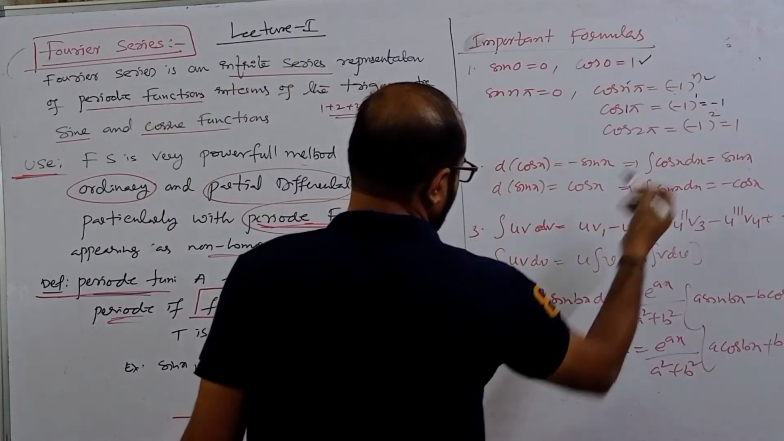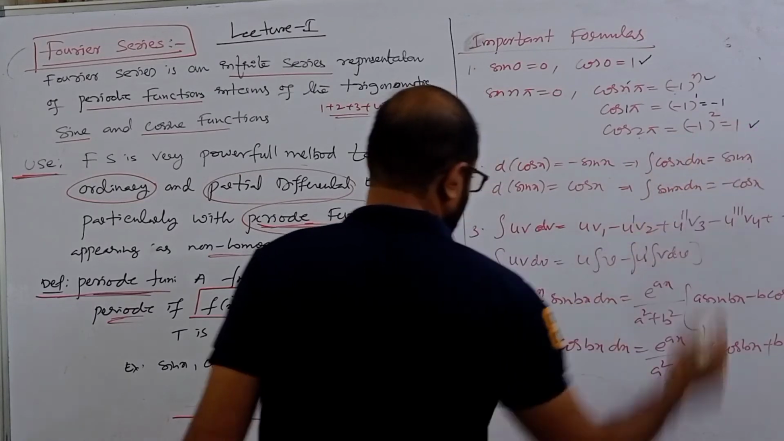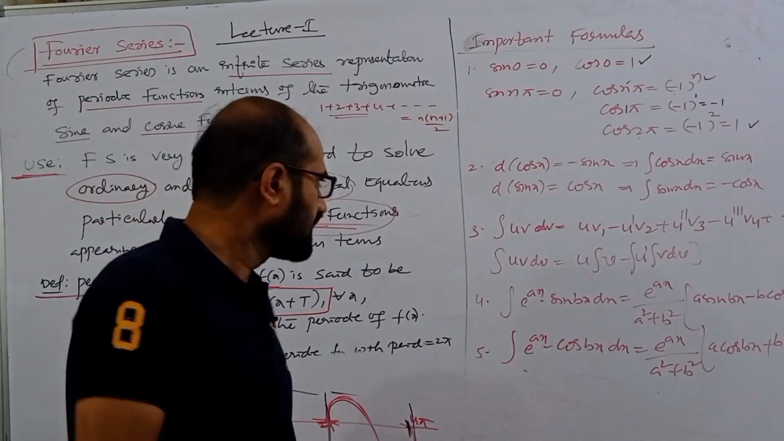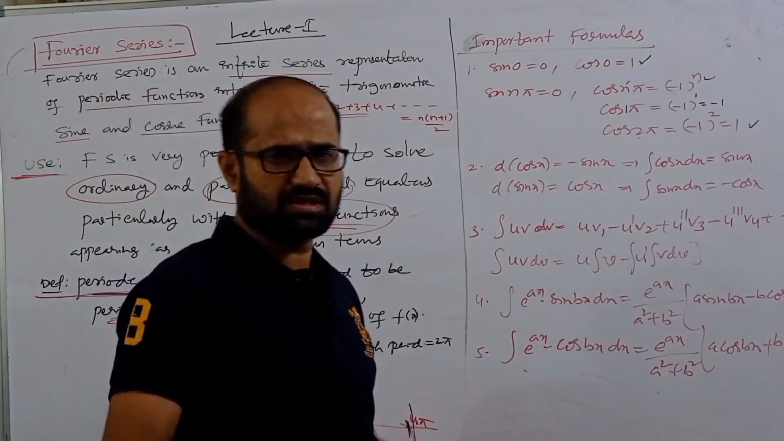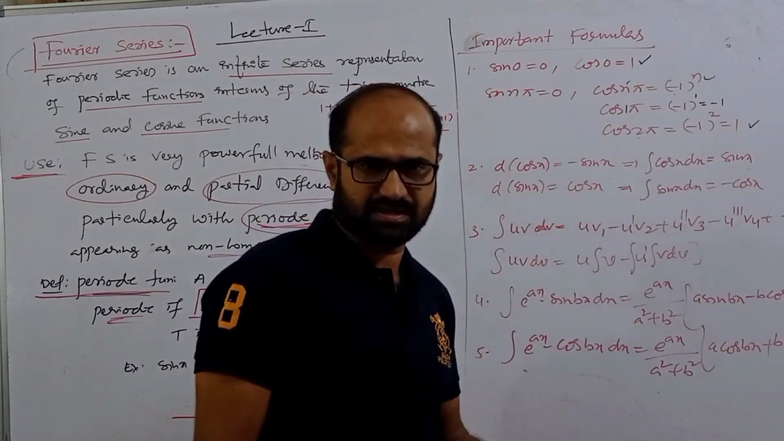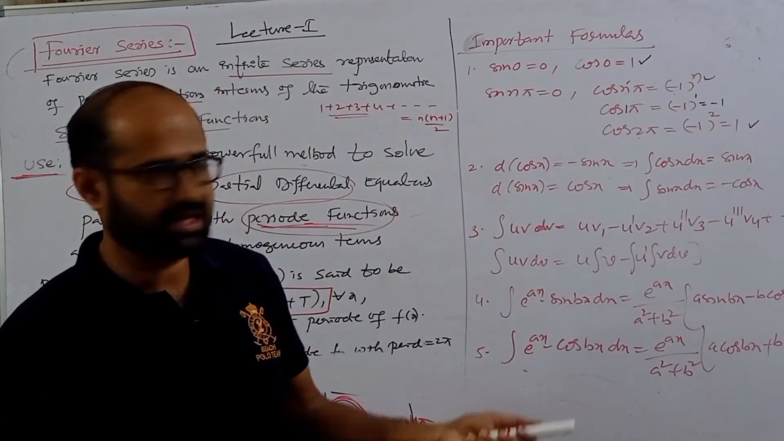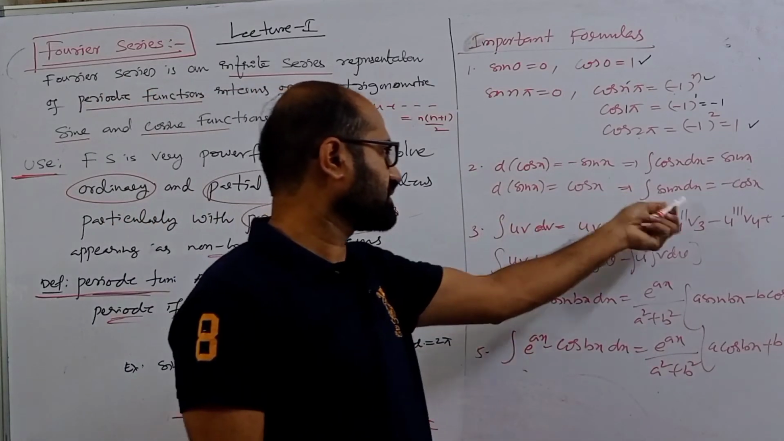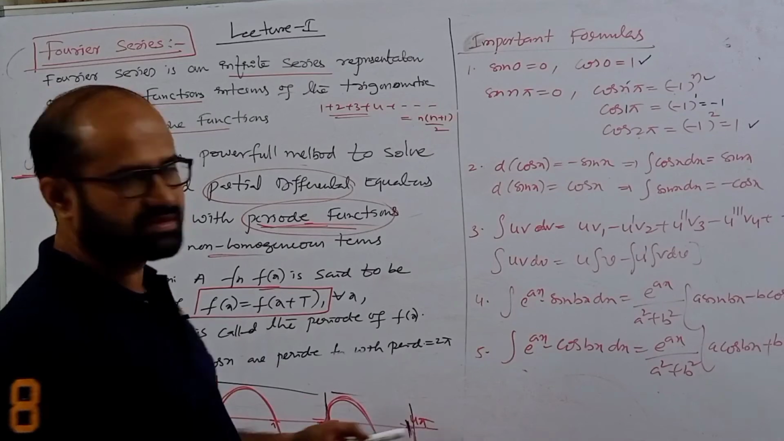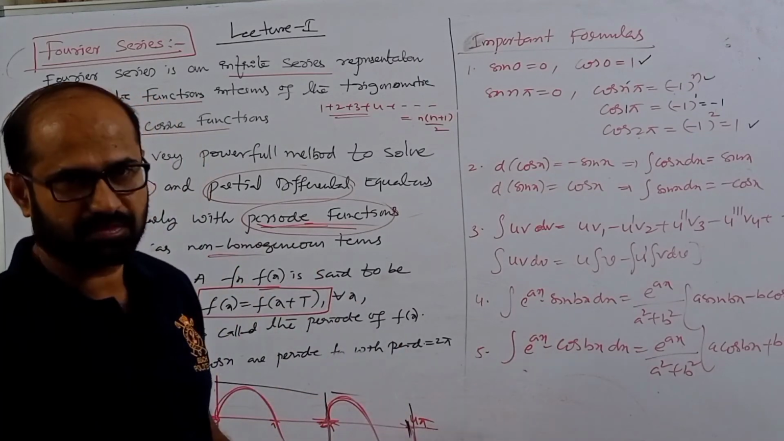Cos 2 pi is minus 1 whole square, that equals plus 1. So basic formulas, you know already this. Now differentiation of cos x, you know this, it is minus sin x. Integration of cos x is plus sin x. Differentiation of sin x is cos x, and integration of sin x dx equals minus cos x. Because if you know this, and revise this once, then easily we can solve the problem.